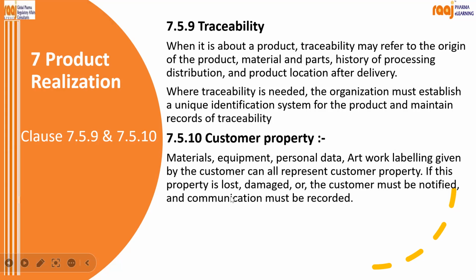Customer property clause. Materials, equipment, personal data, artwork, labeling given by the customer can all represent customer property. If this property is lost or damaged, the customer must be notified and communication must be recorded. So suppose you are a contract manufacturer, you may receive design from the customer, correct? That design will belong to your customer.